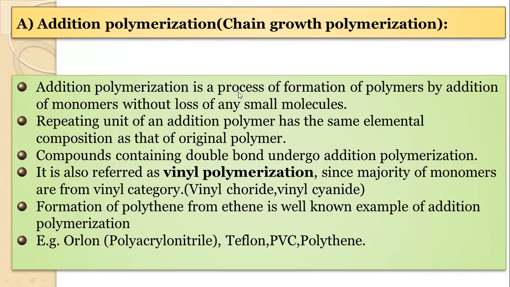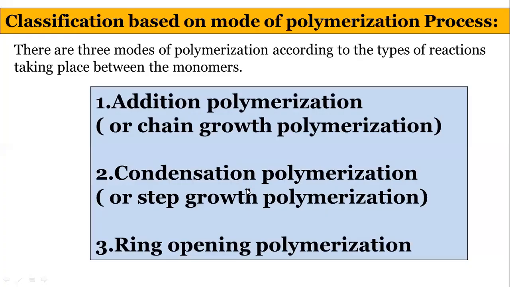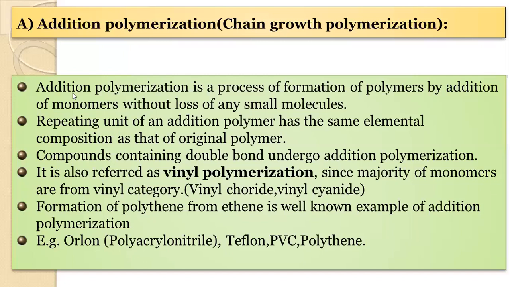Addition polymerization is a process of formation of polymers by addition of monomers. It is a simple addition of monomers. You can form the polymers without loss of any small molecules, remember. In this, no elimination of molecules takes place. But in the case of condensation polymers, as the name indicates, a water molecule or a methyl alcohol molecule will be removed. But in addition polymerization, remember, no molecule is removed, without loss of any small molecules.